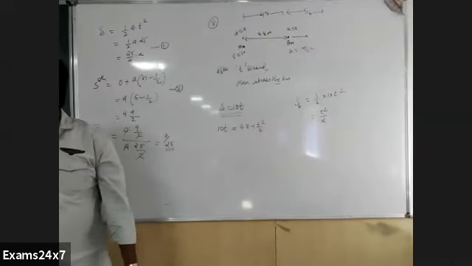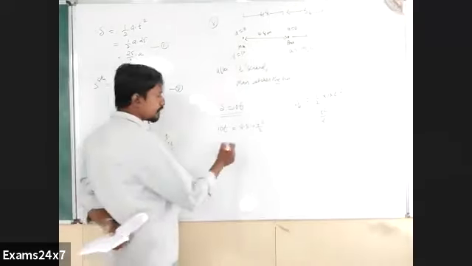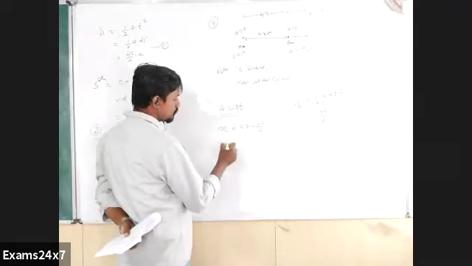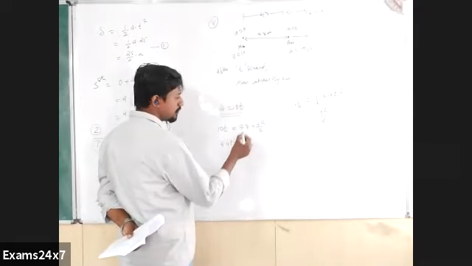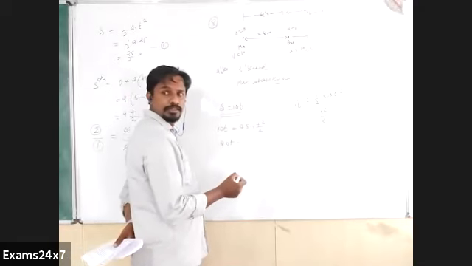Find its root. Multiply by 2, 20t is equal to 96 plus t square.